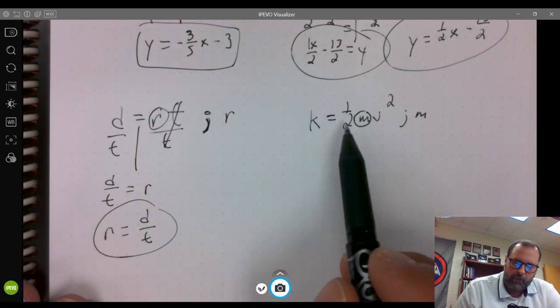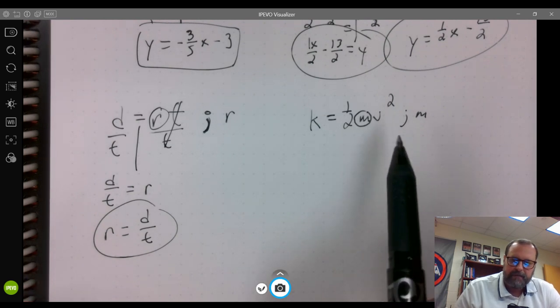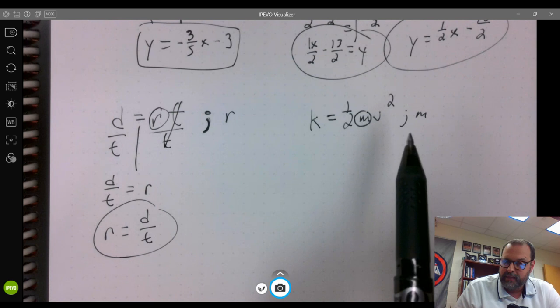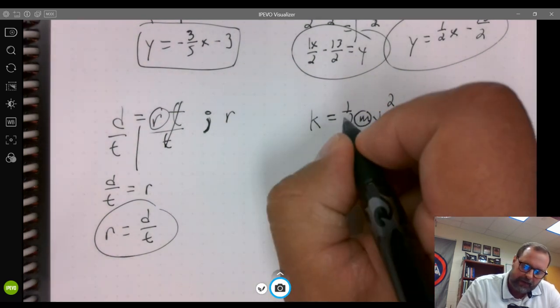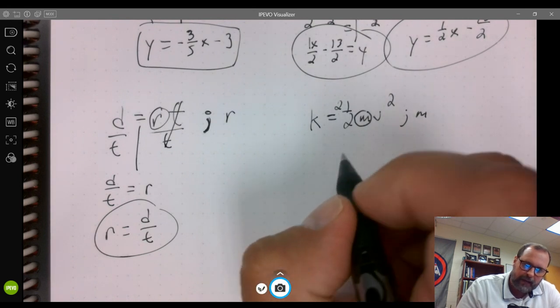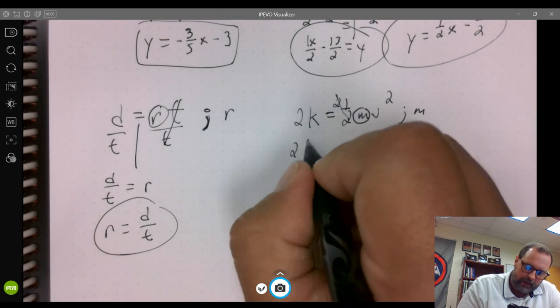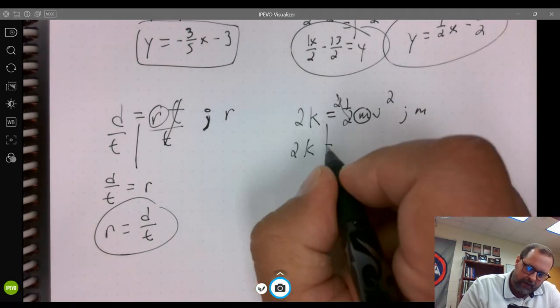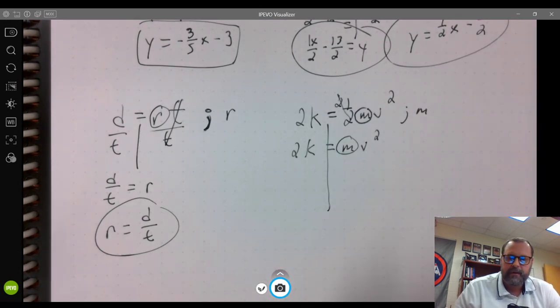If I look and say, well, 1/2 is attached by multiplication, I'm going to divide by 1/2. That's one way to think of it. Or what we've talked about with fractions is it's like a denominator. I have a 2 in a denominator. I would think of it more like this. I'm going to multiply both sides by 2. So I get 2k equals m times v squared.